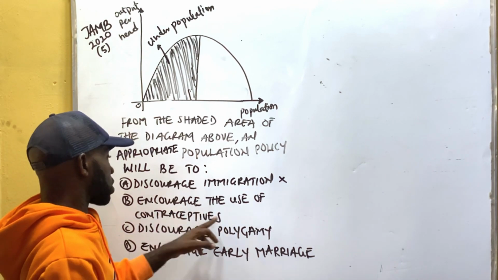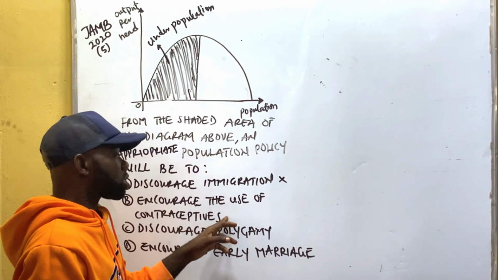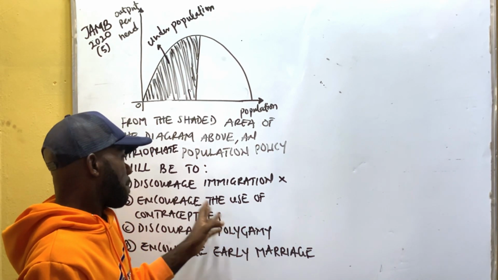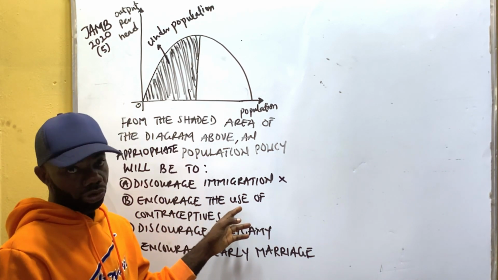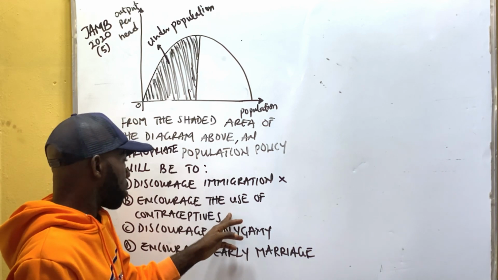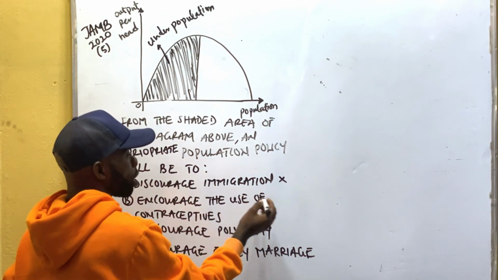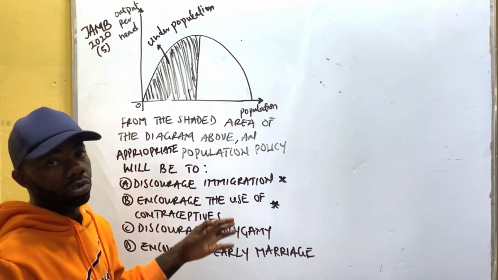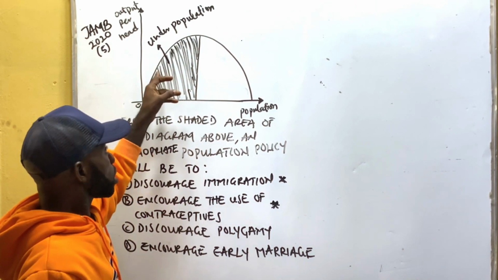Encourage the use of contraceptives. Now, this is one of the positive checks on population because this is going to involve death, killing of unborn children. When you encourage the use of contraceptives, it means before they are born, they are already dead in the womb. That's going to reduce population. That's not going to increase population, and that won't work in this diagram.